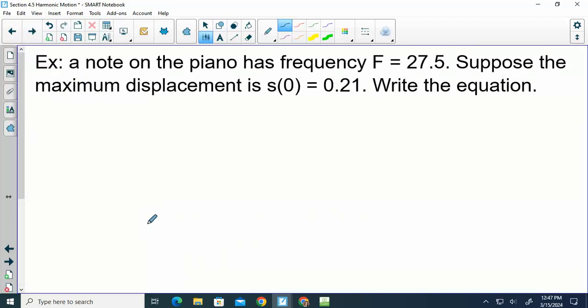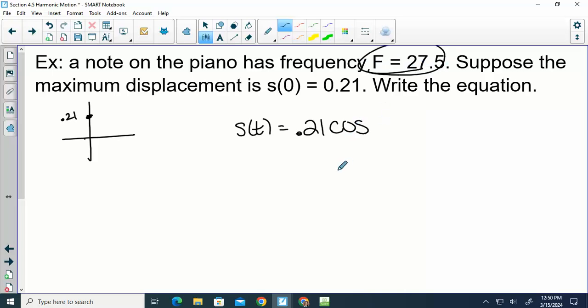All right, take a second and look at this and see if you can figure it out. Careful, it's slightly different. Okay, the frequency is 27.5, and it tells you s of 0 equals 0.21. So at time 0, the height is 0.21. Would that be a sine or a cosine? Cosine. Okay, what is my amplitude? 0.21. Is it flipped or anything? No.